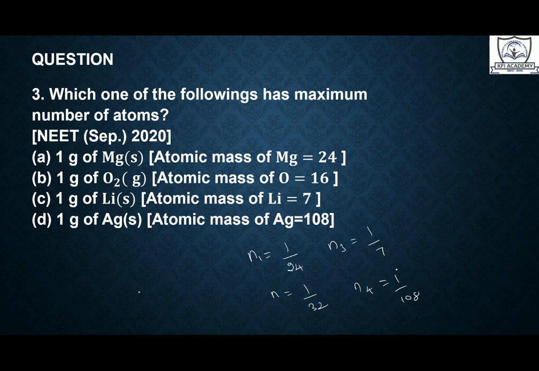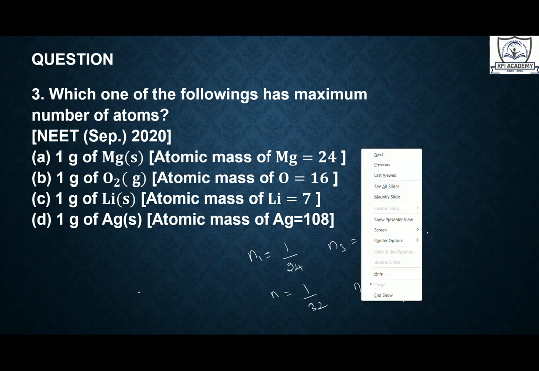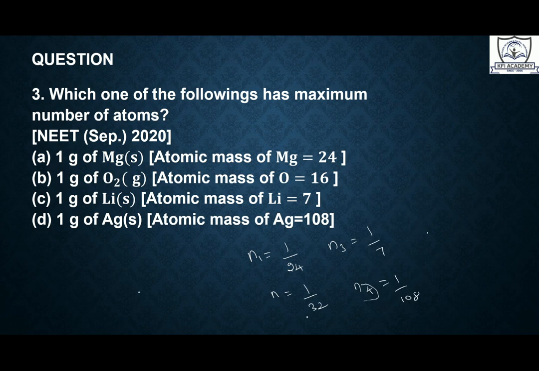So in all the cases the numerator is the same, so we only have to check the denominator. We know that as the denominator increases, the value will decrease. So 108 gives the lowest value, then 32, 24. So the lowest denominator is 7. So the option is 3.